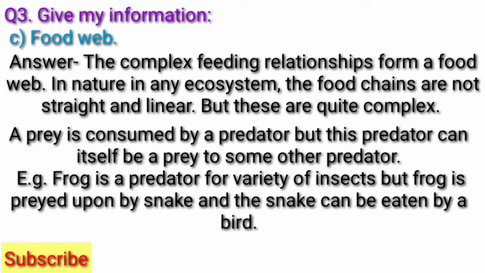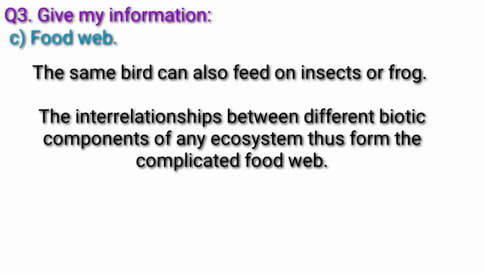A prey is consumed by a predator, but this predator can itself be a prey to some other predator. Example: frog is a predator for a variety of insects, but frog is preyed upon by snake, and the snake can be eaten by a bird. The same bird can also feed on insects or frog. The interrelationships between different biotic components of any ecosystem thus form the complicated food web.